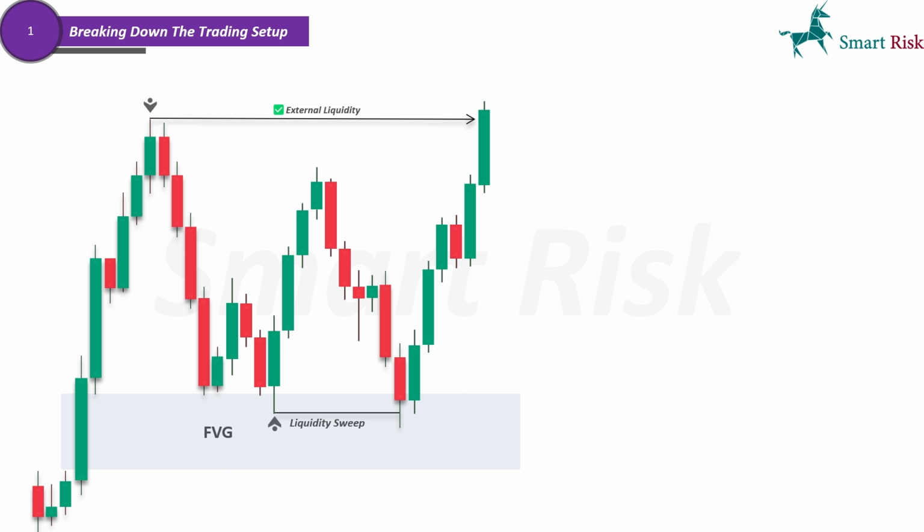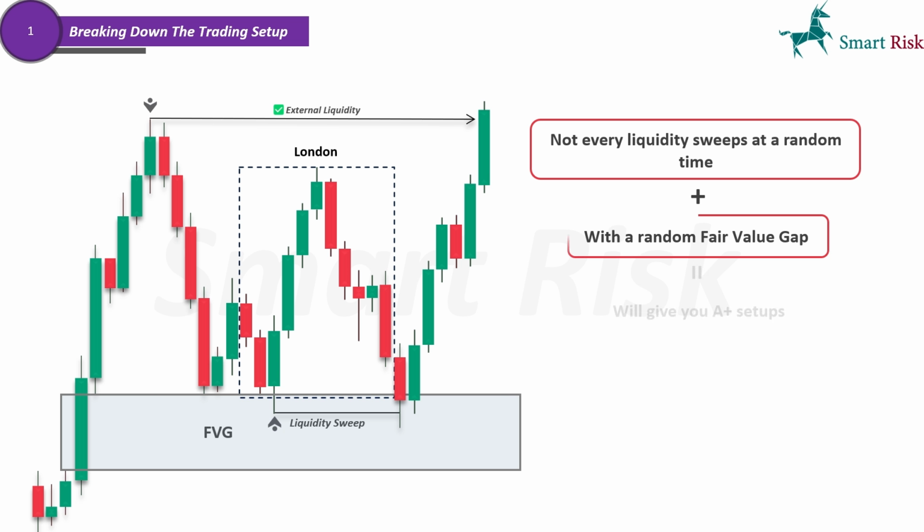In a bullish scenario, this setup forms when price sweeps sell-side liquidity from a key level, right before tapping into an unmitigated bullish fair value gap. Then price quickly reverses back inside the range of that key level and continues pushing higher. But keep this in mind. Not every liquidity sweep at a random time, combined with a random fair value gap, will yield A-plus setups. For the best results, you need proper alignment with specific time windows and time frames.